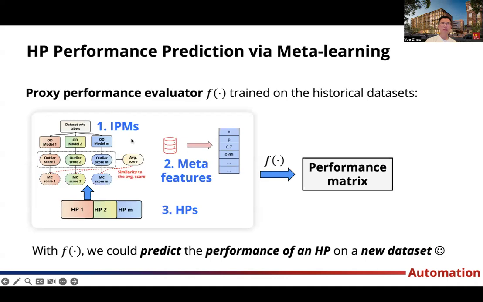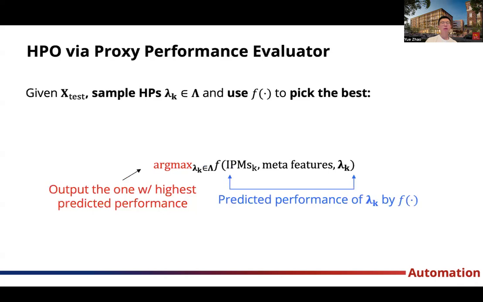So with these three things together, for this F model, the input will be the IPMs, meta features, and also the hyperparameters. We can try to predict or learn the mapping between this information and the corresponding performance metrics. With this F, we can predict the performance of any HP on a new data set, which is perfect as we need, because we can plug it into the online model selection stage, the online hyperparameter stage.